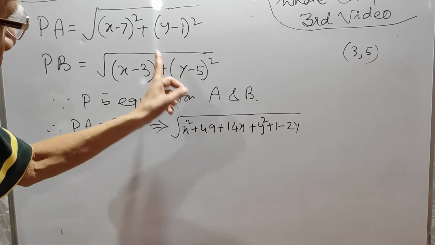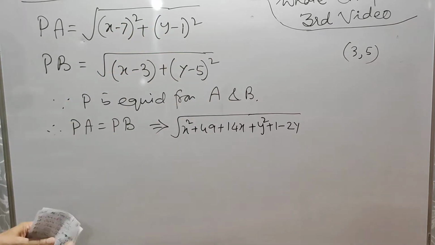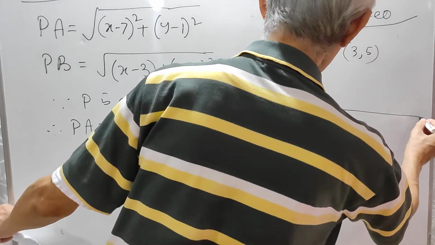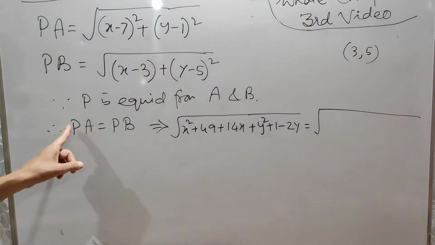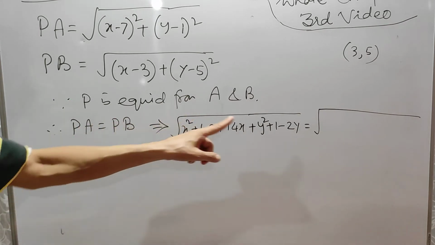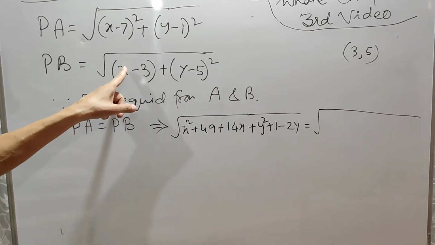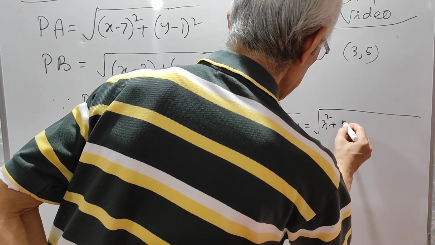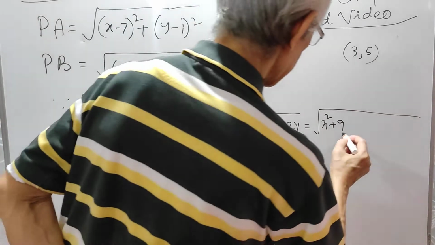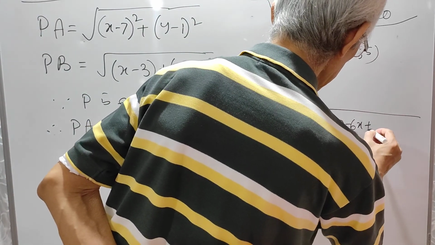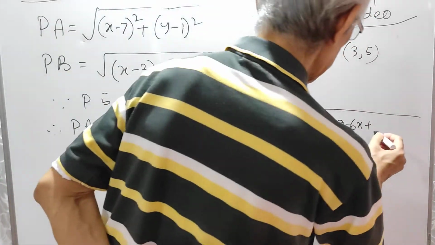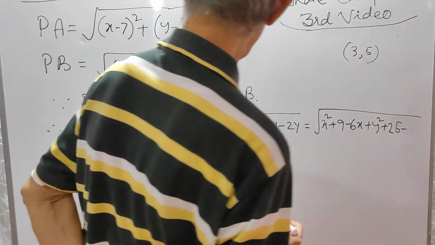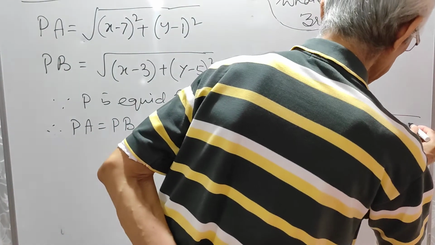All right. So this square we must use the (a minus b) whole square formula. So that is equal to square root of, this is PA equal to PB. So what is PB? Square root of this will be x square plus 9 minus 6x, then plus y square plus 25 minus 10y.